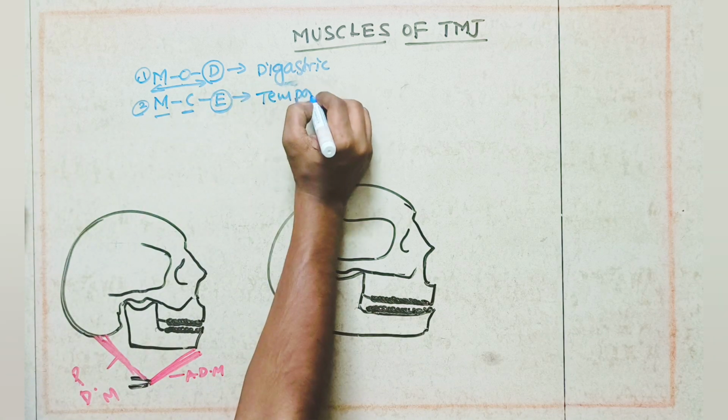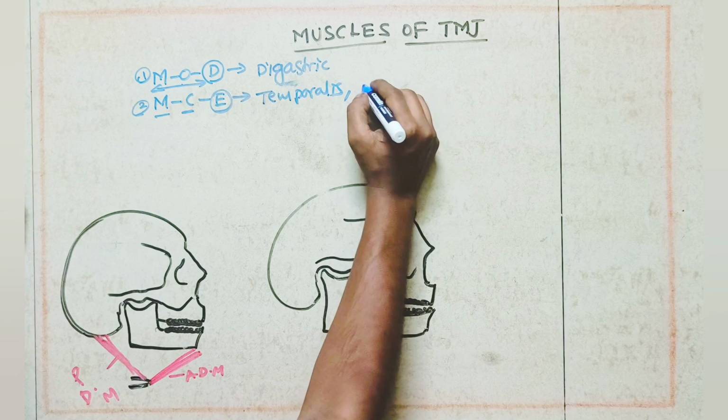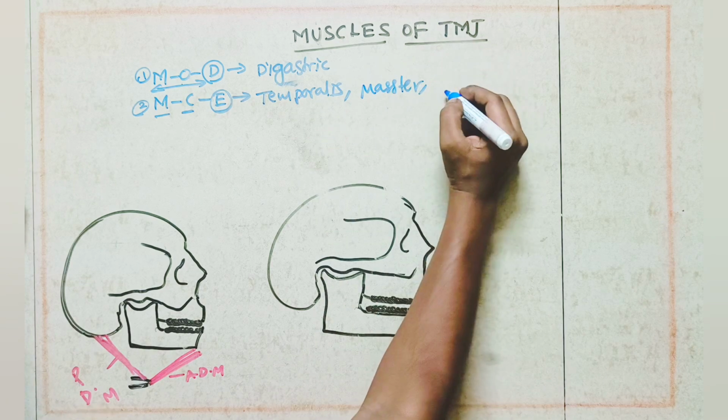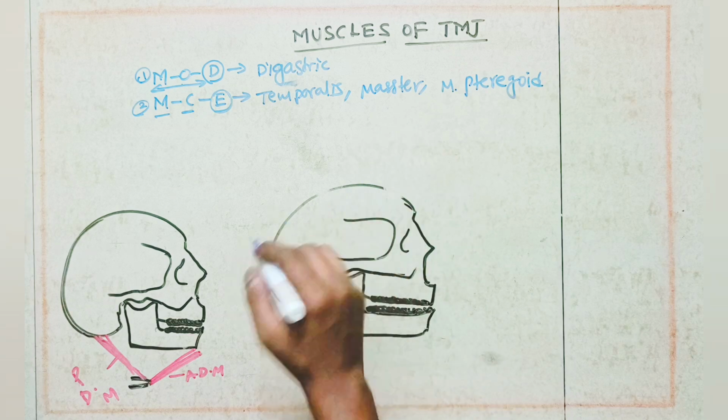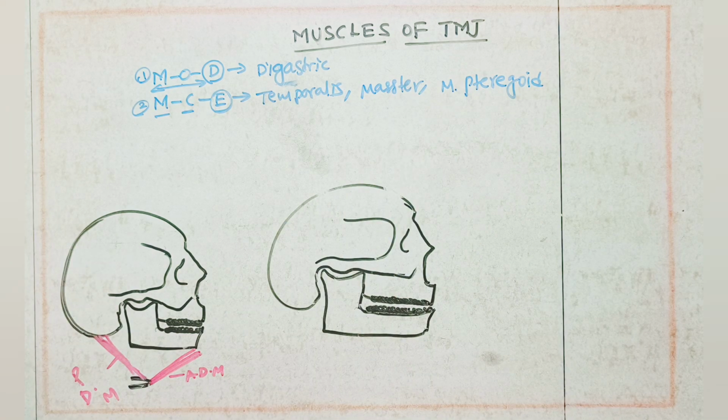If we see mouth closing, like mandibular elevation, which muscles will be helpful here? First one, temporalis muscle, second one, masseter muscle, and third one, medial pterygoid muscle. So these muscles are going to be helpful for the mouth closing, meaning mandibular elevation.